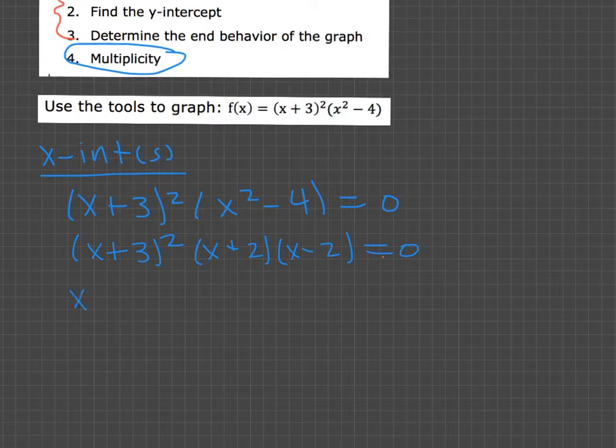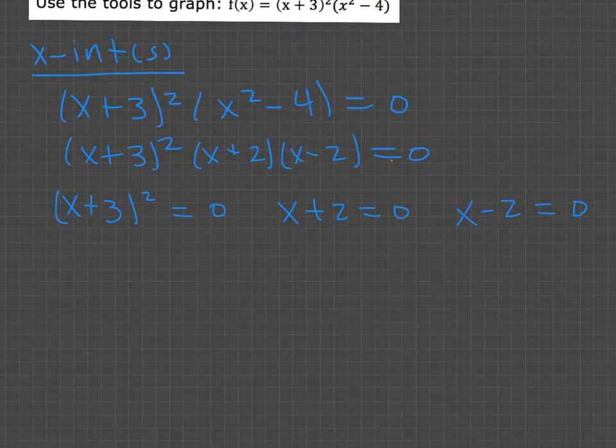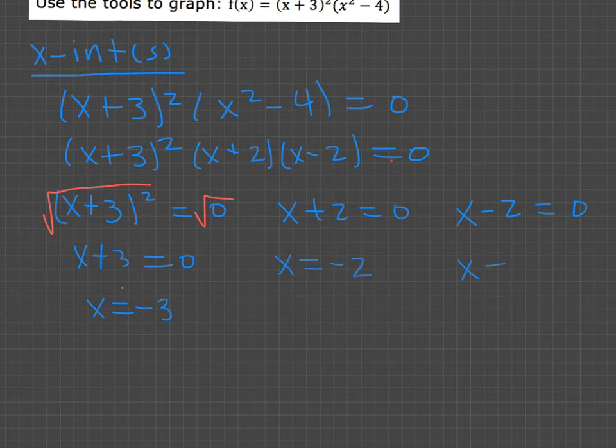So now we set all of our factors equal to 0. And here we're going to take the square root of both sides. So if we do that, we get just x plus 3 equals 0. So x equals negative 3. And here we get x equals negative 2, and here we get x equals 2. All right, so we get 3 x-intercepts.